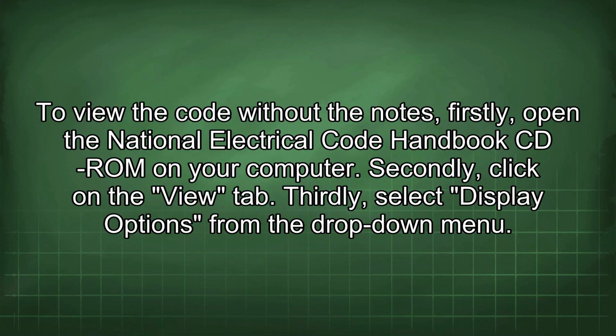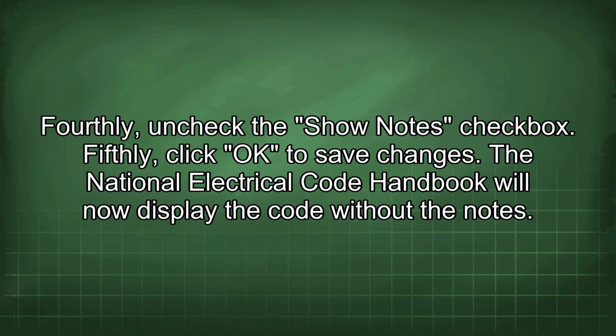To view the code without the notes, firstly, open the National Electrical Code Handbook CD-ROM on your computer. Secondly, click on the View tab. Thirdly, select Display Options from the drop-down menu. Fourthly, uncheck the Show Notes checkbox. Fifthly, click OK to save changes. The National Electrical Code Handbook will now display the code without the notes.